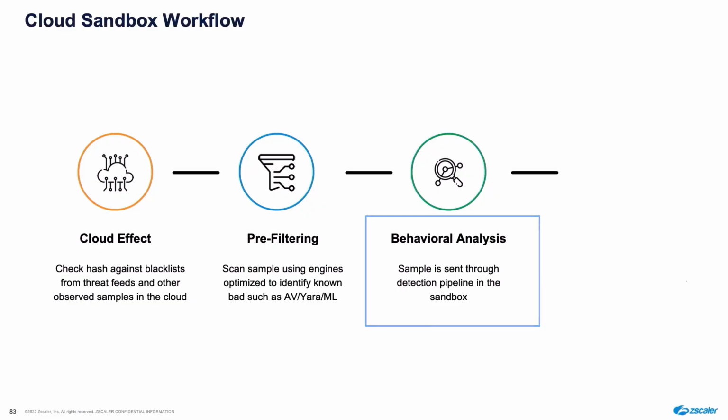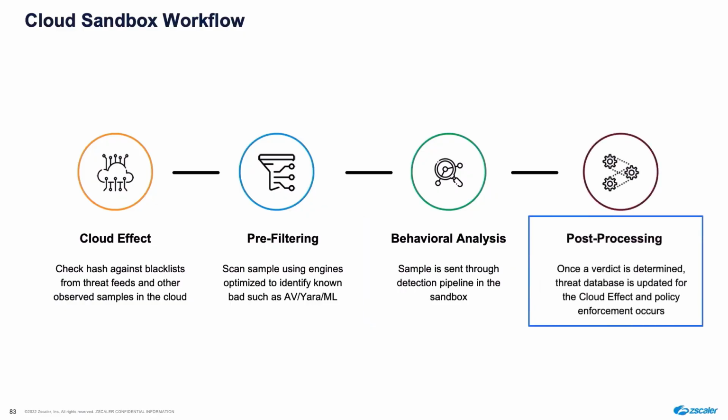Once that is delivered, there's also a post-processing stage. What happens in the post-processing stage is the threat database is updated to deliver immediate cloud effect and policy enforcement. For instance, if we find out that a specific file never seen before is actually a specific malware family, then we create a report, which I'll talk about later.